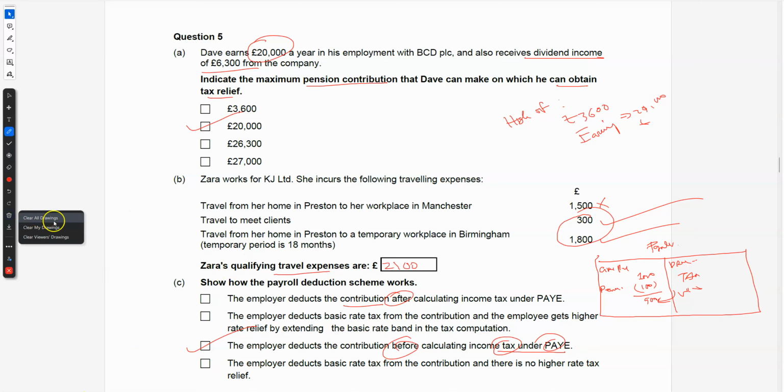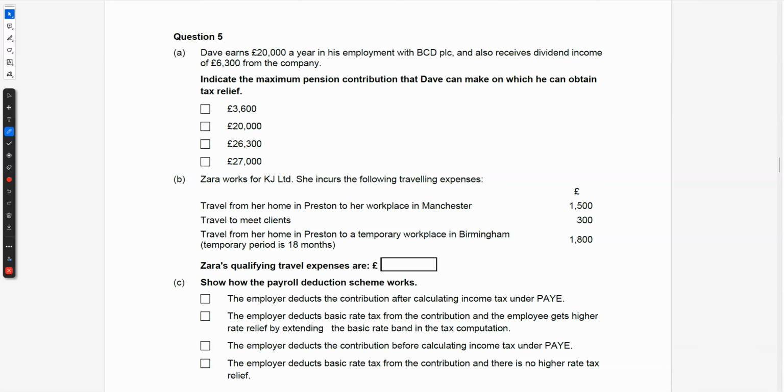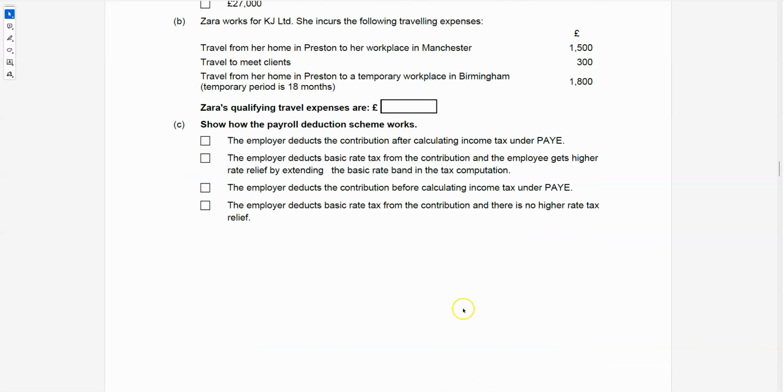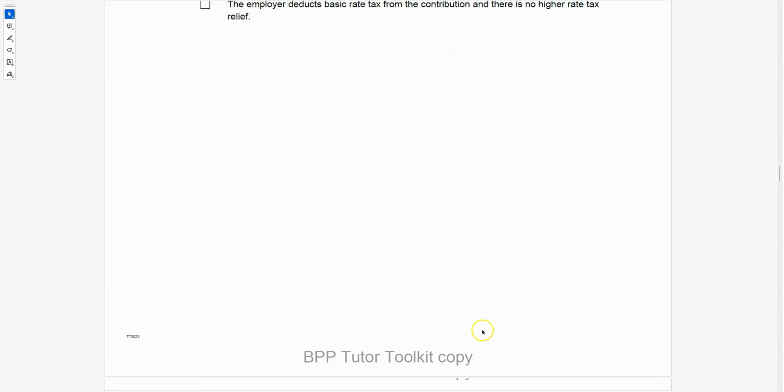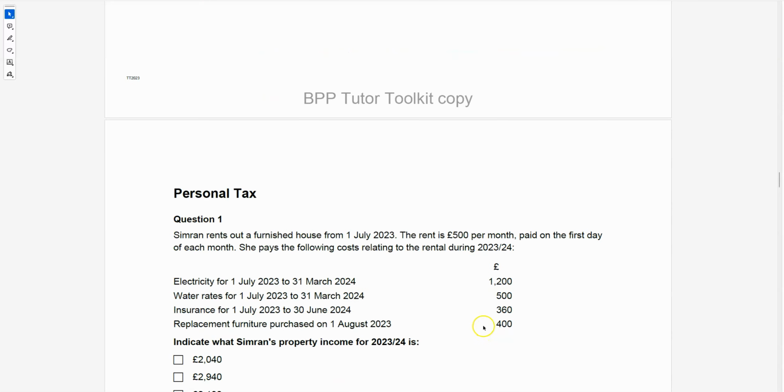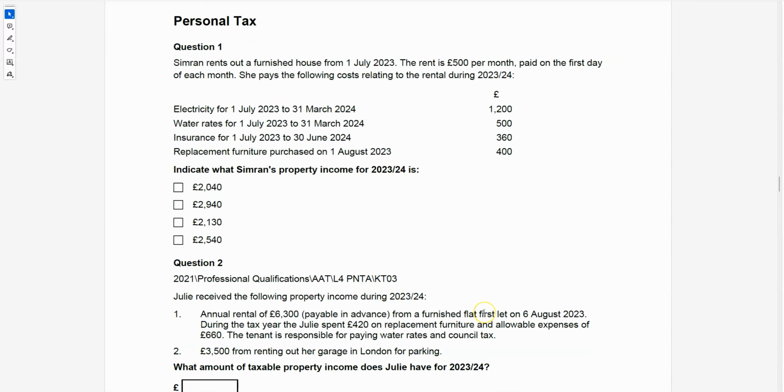All right, so let's have a look. I think this is the end of our question. So the next one we have is for the property income. Let's quickly have a look at a few questions from the property, and then we'll maybe stop here today.